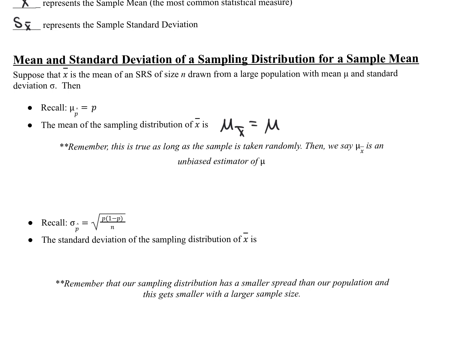When it comes to standard deviation, we know the standard deviation for a sample proportion is the square root of p times 1 minus p all over n. For a sampling distribution for x bar, it's a much easier formula. Sigma sub x bar is equal to the population standard deviation over the square root of n. Much nicer formula than for proportions. So the sampling distribution is going to have a smaller spread than the population, and it gets smaller as your sample size increases.